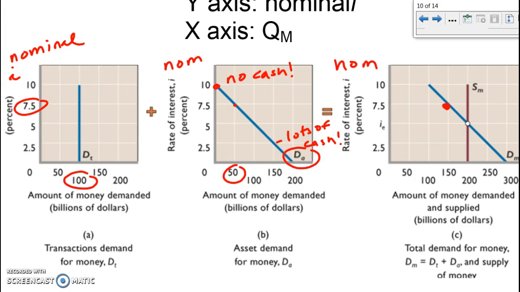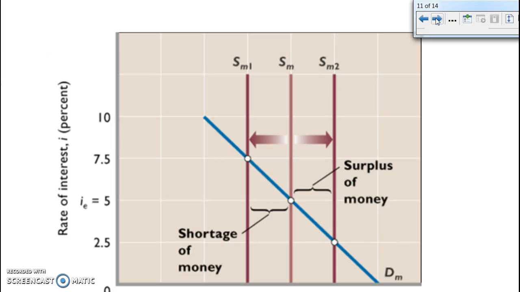The supply of money is a vertical line. You'll see it on the last graph. That's because the supply of money is determined by the Fed, and it is independent of other factors. It's what the Fed decides it's going to be. Or at least more or less. They don't have that much power.